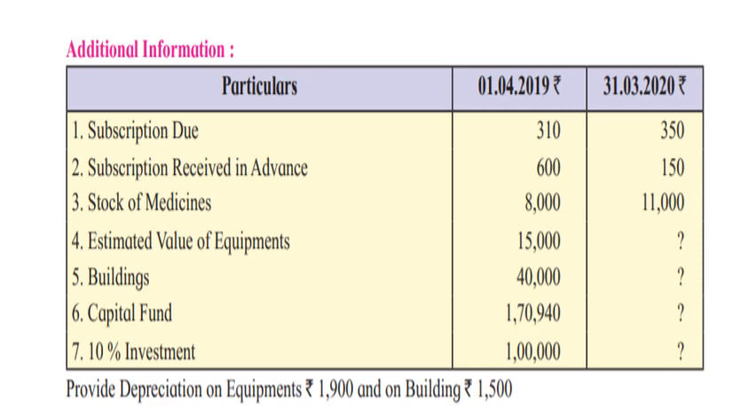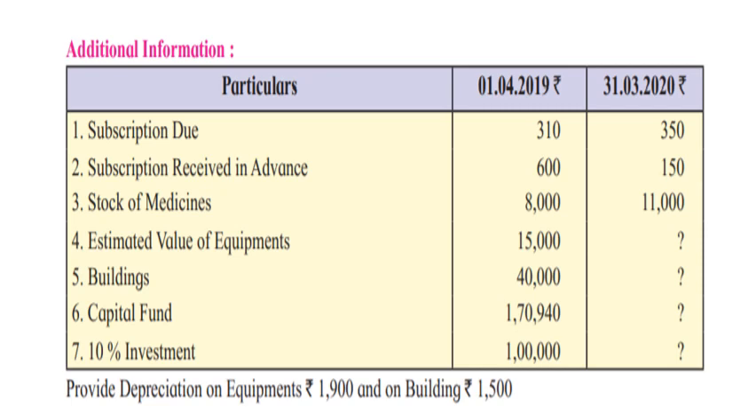After that, capital fund 1,70,940. Then next, 10% investment, opening stock is 1 lakh. Provide depreciation on equipments 1,900 and on building 150. So do the marking for the equipments again and the building also, because the depreciation is given.